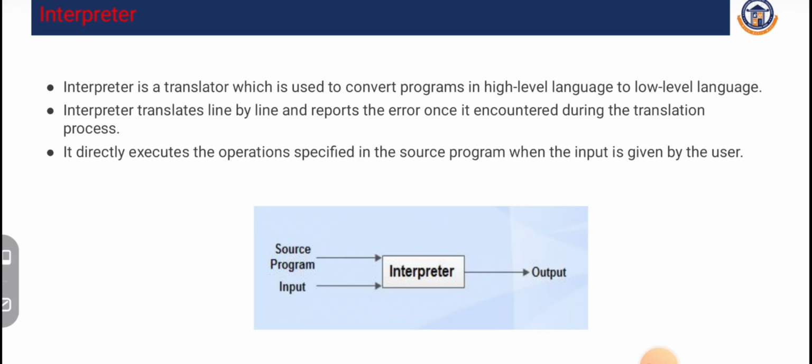The interpreter translates line by line and reports the error once it is encountered during the translation process. It directly executes the operation specified in the source program when the input is given by the user. This is the example diagram for the interpreter. The user source program or high level language program, otherwise we can represent it as the input. If we give the high level language program to the interpreter translator, it will be converted into output. The output may be a low level language program or machine level language program or binary level language program. The binary level language program is zeros and ones, and only then can the system understand this particular output.